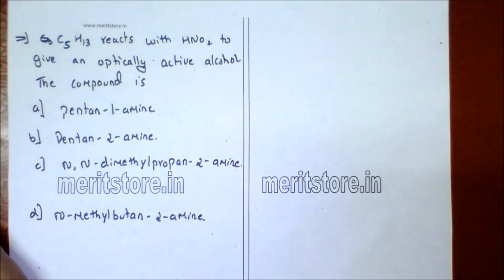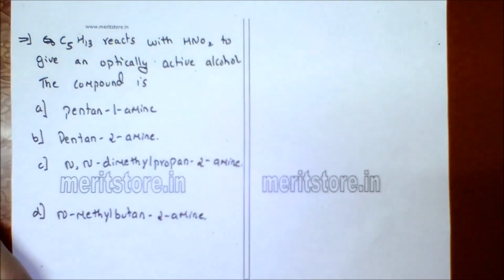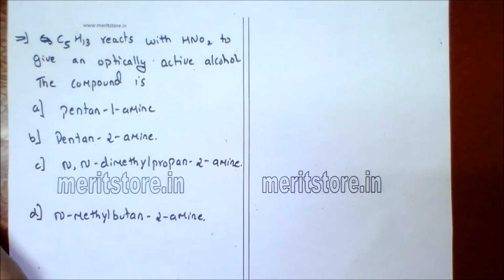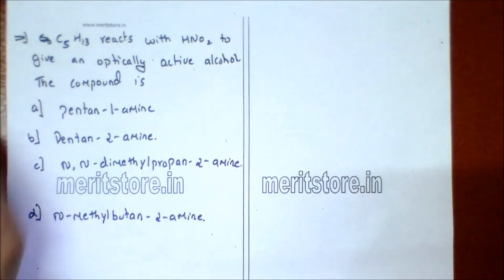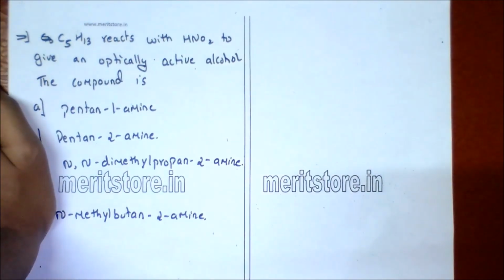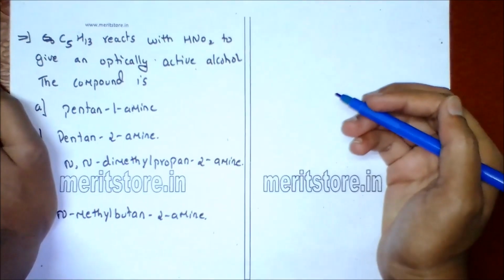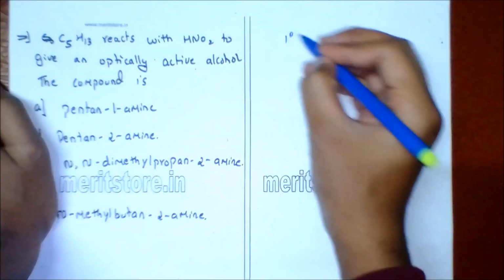C5H13N reacts with HNO2 to give an optically active alcohol. The compound is: A. pentane-1-amine, B. pentane-2-amine, C. N,N-dimethylpropane-2-amine, D. N-methylbutane-2-amine. HNO2 reacting to give an alcohol means the compound is a primary amine.